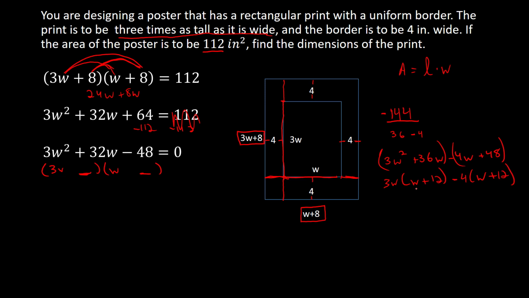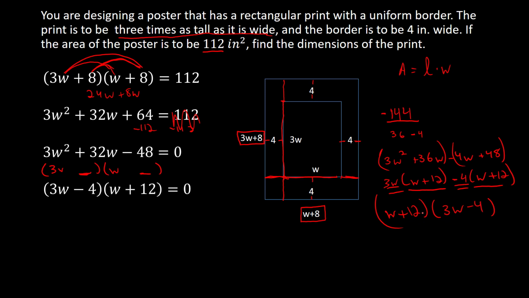Now notice they both have a w plus 12 in common. I can factor that out, and I'm going to have left in parentheses the 3w minus 4. And that's going to be factored. So now we have w plus 12 times 3w minus 4. Now we set each part equal to 0. 3w minus 4 equals 0, or w plus 12 equals 0.